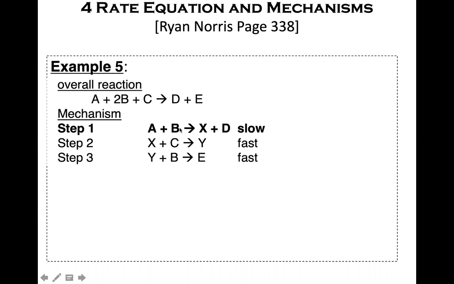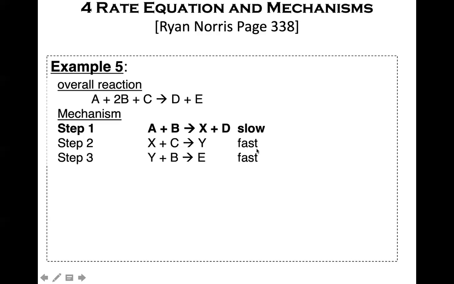Okay, and if it's this step that is your rate determining step, your rate equation should only contain A and B. Okay, C does not appear in the rate determining step, so C is not present in your rate equation. I will talk about this shortly. Moving on to step 2, your intermediate X is now reacted with C.